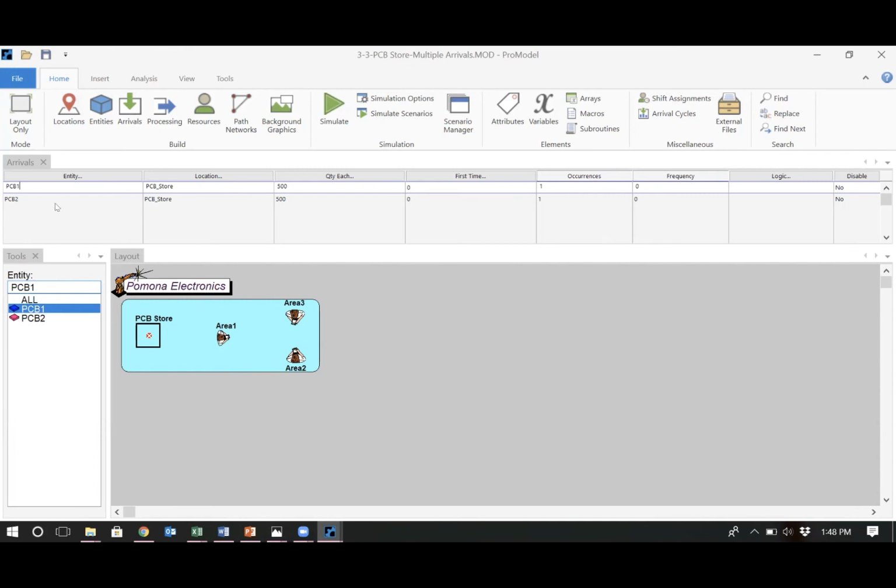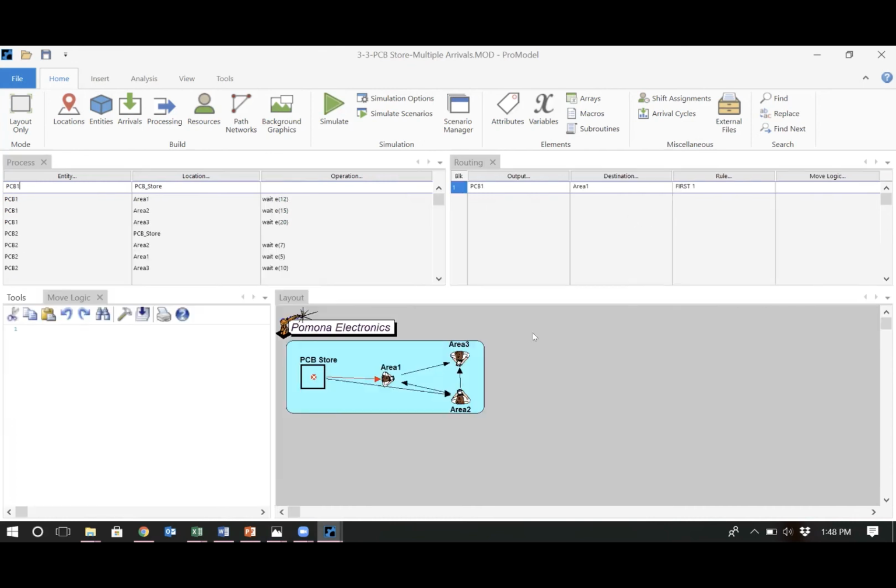And the same for PCB2, the same arrival information. Okay, so we get one batch of 500 PCBs all together, perfect. With quantity each and occurrence, you can take care of that.